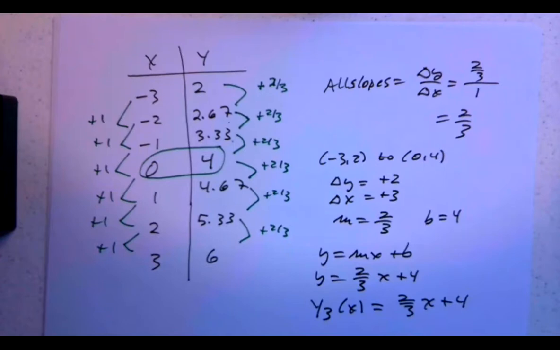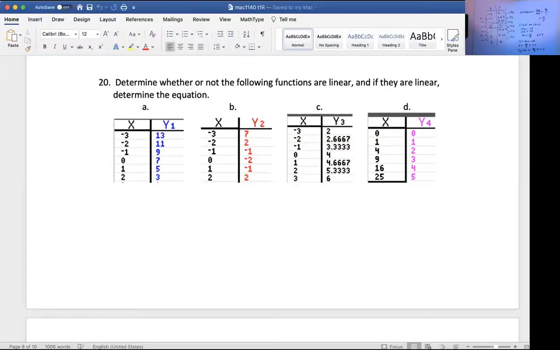And I believe we have one more for us to look at. This is the y4 question. Notice here the changes in x are a little different this time. So let me copy those down. So we have x and we have y4. We have 0, 1, 4, 9, 16, and 25. Then we have 0, 1, 2, 3, 4, 5. So this time, the changes in y are all 1. Up 1, up 1, up 1, up 1.